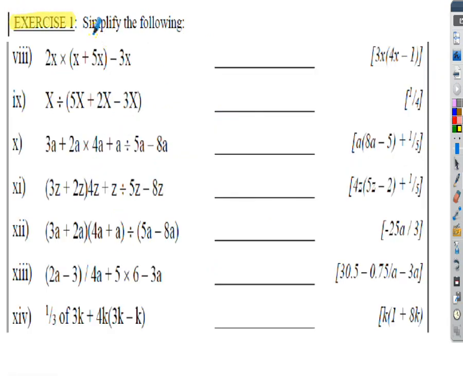Exercise 1 continued. Again, we're asked to simplify the following expressions. This is question 8 through to question 14. Again, I would encourage you to stop the presentation and attempt these questions. Answers again shown on the right hand side in square brackets. The solutions will be worked through though on the following slides.